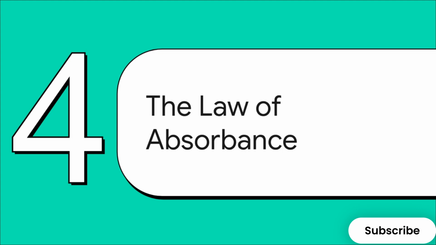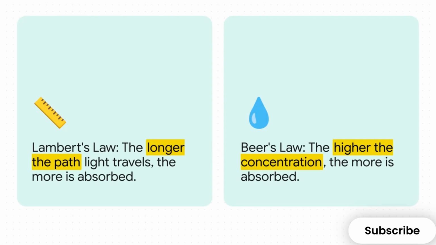Okay, so this is all great for figuring out what a substance is. But spectroscopy can do more. It can tell us how much of something there is. And to do that, we need to get into the laws that govern how much light gets absorbed in the first place. It really just comes down to two simple, super intuitive ideas.